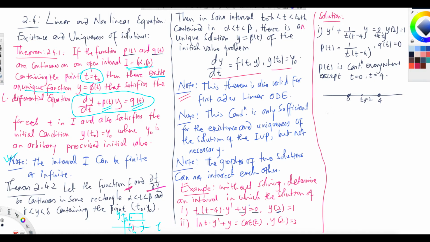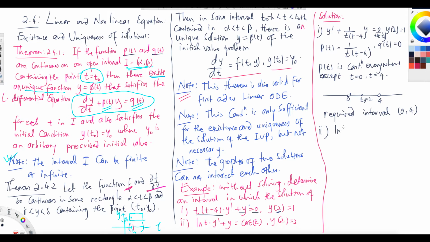Okay, so required, you know what, it is better if you write the open interval here. So open 0 and 4, because at 0 and 4 it is not continuous, right? So I write like this. Required interval for the existence and uniqueness is (0, 4). That's what you see. Let us do the second problem.